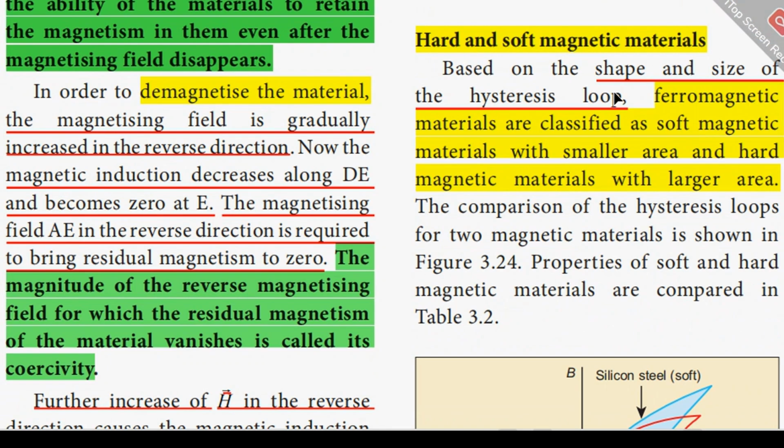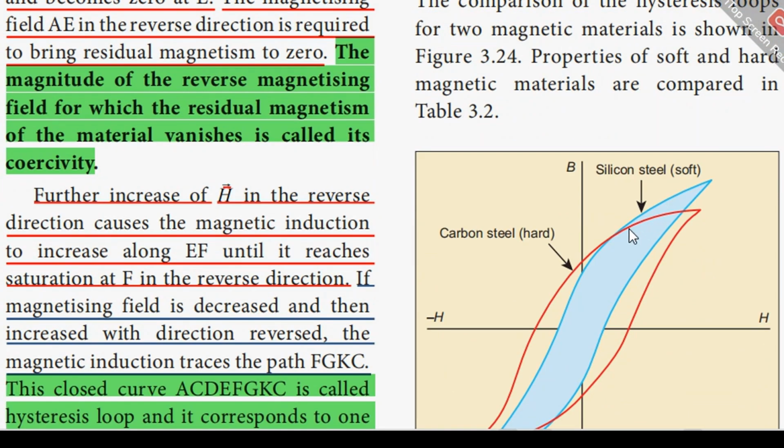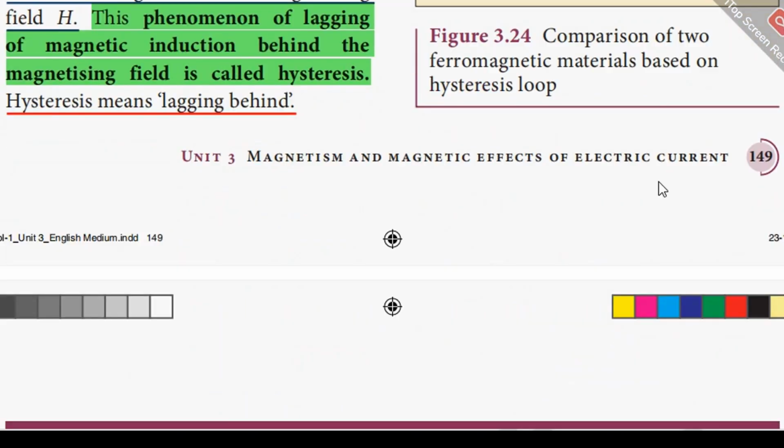Based on the shape and size of the hysteresis loop, ferromagnetic materials are classified into hard and soft magnetic materials. The soft magnetic materials have a smaller area and the hard magnetic materials have a larger area. The comparison of hysteresis loops for two magnetic materials is shown in this figure, and the properties of soft and hard magnetic materials are compared in Table 3.2 here.